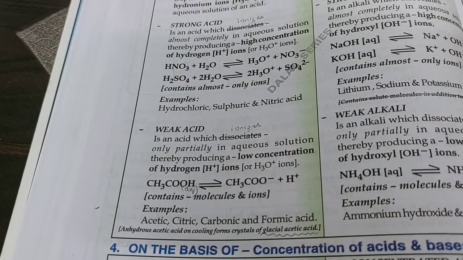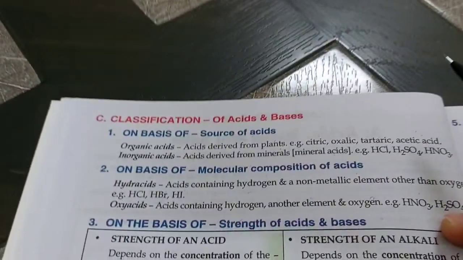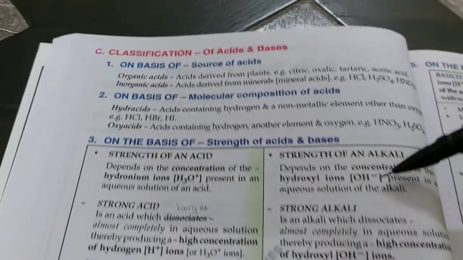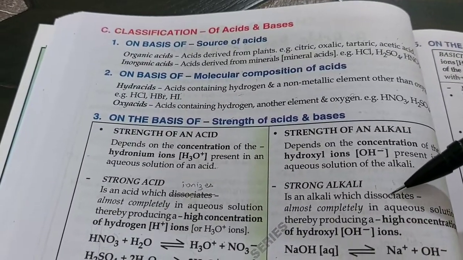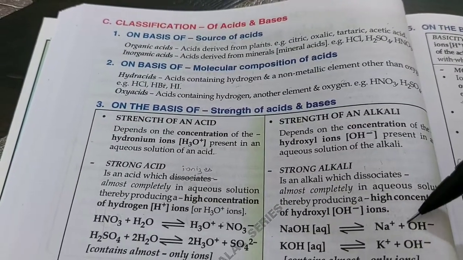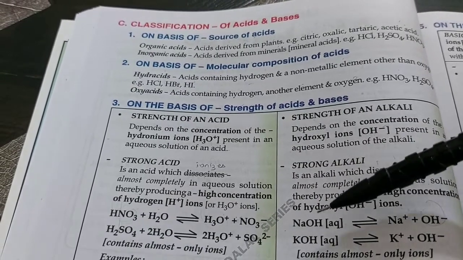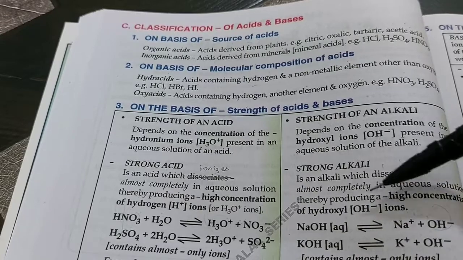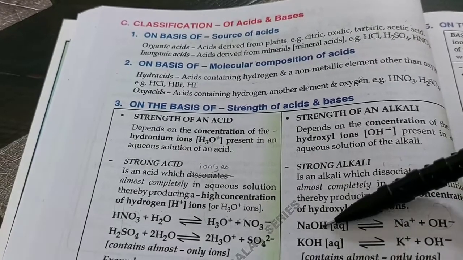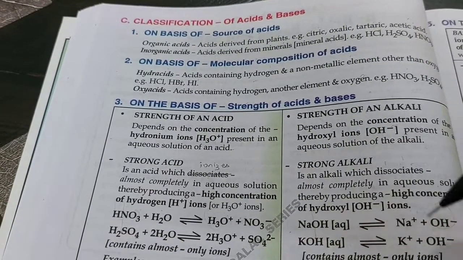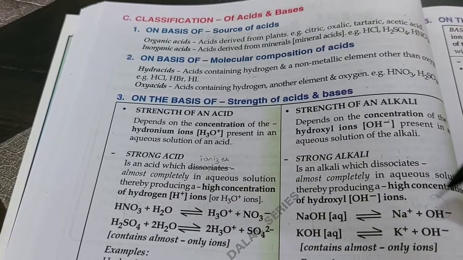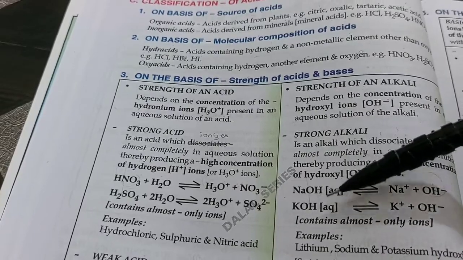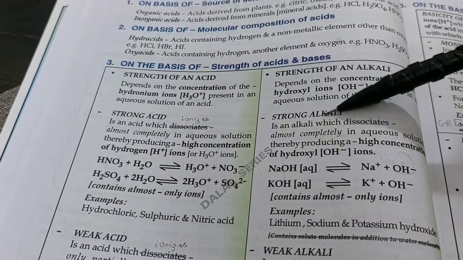Similarly, let's talk about alkalis. Now the strength of alkalis depends on the concentration of the hydroxyl ions, obviously. So a strong alkali would be the one which has a very high concentration of hydroxyl ions. That means when you dissolve sodium hydroxide or potassium hydroxide in water, they dissociate almost completely. Like 99% of the molecules get split up and you get hydroxyl ions. So the solution has mostly only ions, no molecules are left behind. So these are examples of strong alkalis.